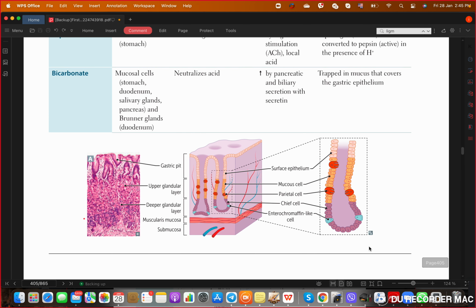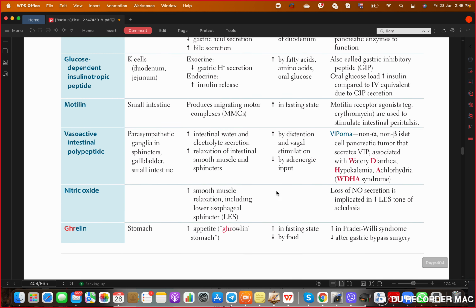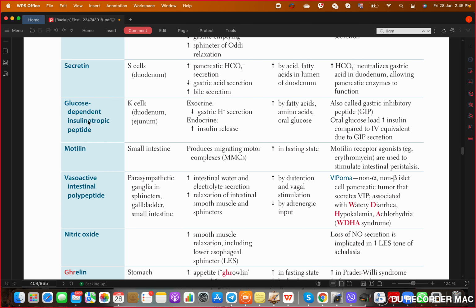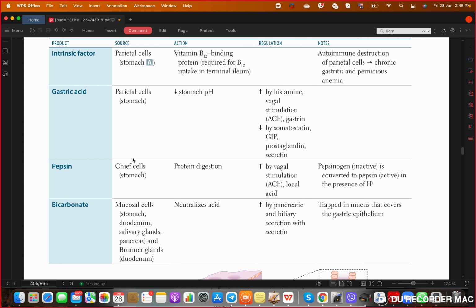Okay, good. So they say gastric acid is increased by histamine, vagal stimulation and gastrin, and decreased by somatostatin, GIP, which is glucose-dependent insulinotropic peptide, an incretin, and prostaglandins as well, and secretin. Remember, secretin's function was: turn off the stomach, turn on the duodenum. Yes?